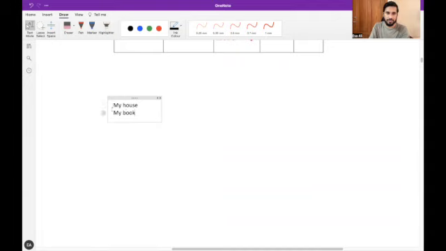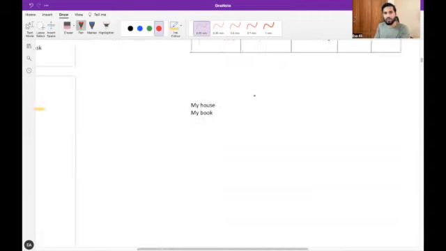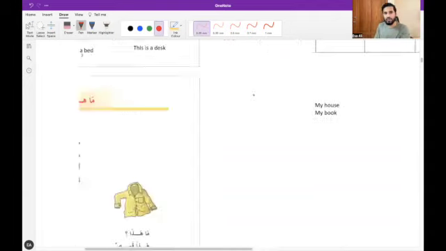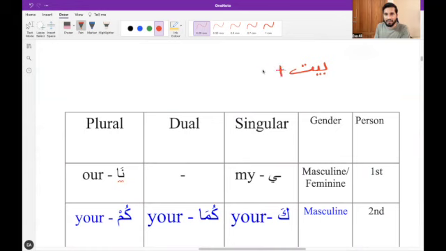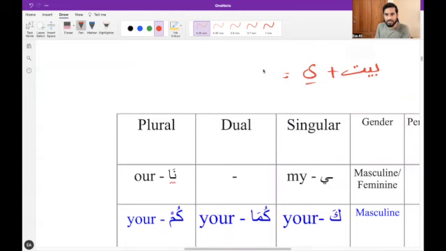Well, this is very simple. All I need to do in Arabic, if you recall, the word for house is baytun, and if we zoom into that, you'll see that the word there is baytun. So what we do is we take this word baytun, and we add to that ya. And this now gives us bayti.